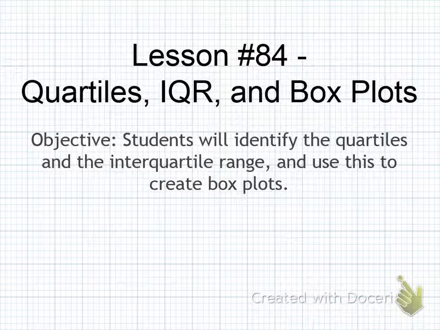All right, so lesson number 84, talking about quartiles, interquartile range, and box plots. Quartiles are going to split the data into 4. And the interquartile range is another type of measure of spread, like how range measures the spread of the data. Interquartile range is going to measure kind of the central spread of the data. And we're going to create box plots.